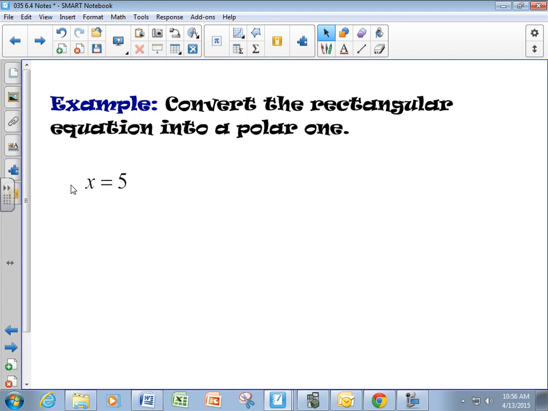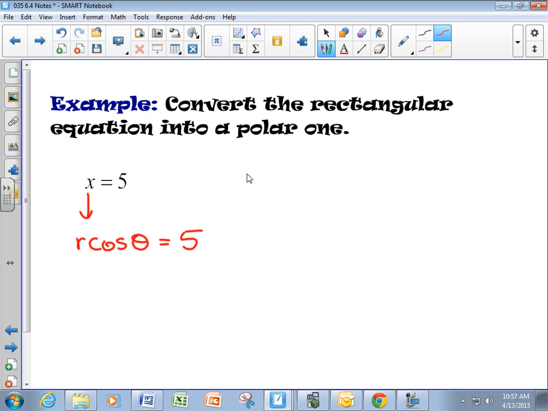So when I look at this rectangular equation, x equals 5, I might even think of what the graph of this is. It's a vertical line at 5, but I know I want to get rid of the x and somehow get r and theta into the mix. The conversion equation that stands out to me is x equals r cosine of theta. So I'm going to substitute that in for x, and then this equals 5.